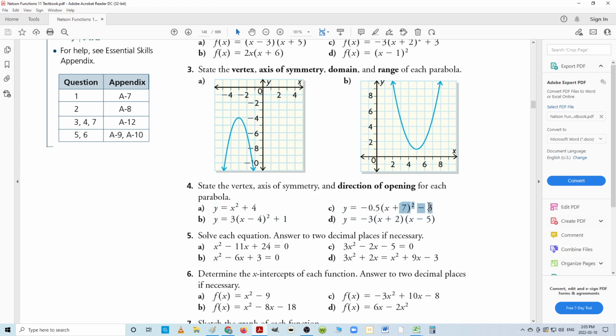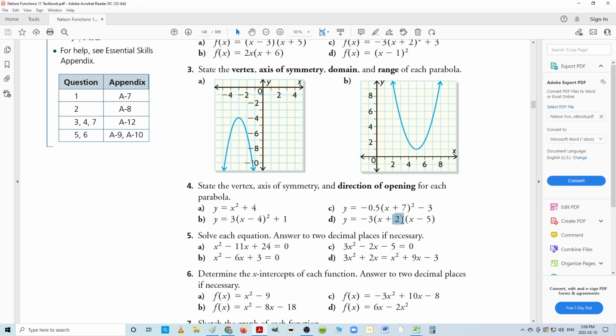Over here, this is in vertex format. So the minus 7 is the x value, and minus 3 is the y value. So minus 7, minus 3 is the vertex. And the axis of symmetry is x is equal to minus 7. It is opening downwards because that's a negative, which means that minus 3 is the highest y value that will exist. This is also in vertex format. The vertex is 4, 1. It's opening upwards, and the axis of symmetry is also x is equal to 4, plus 4, not minus 4.